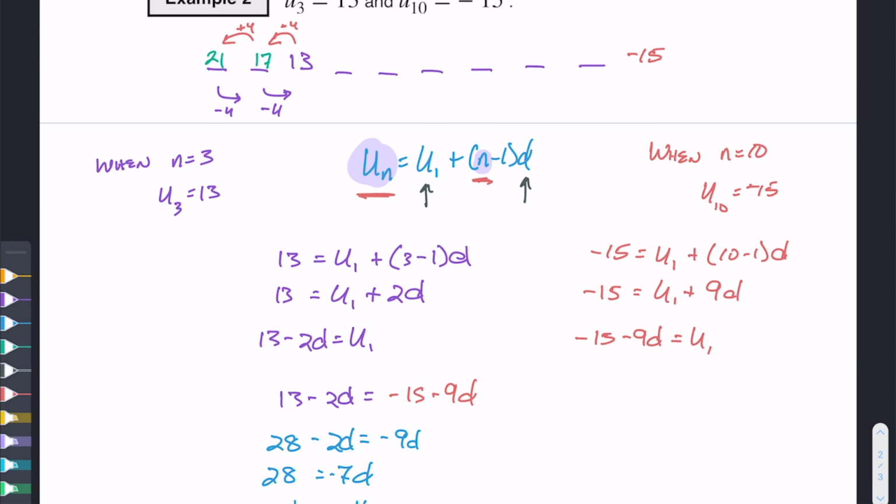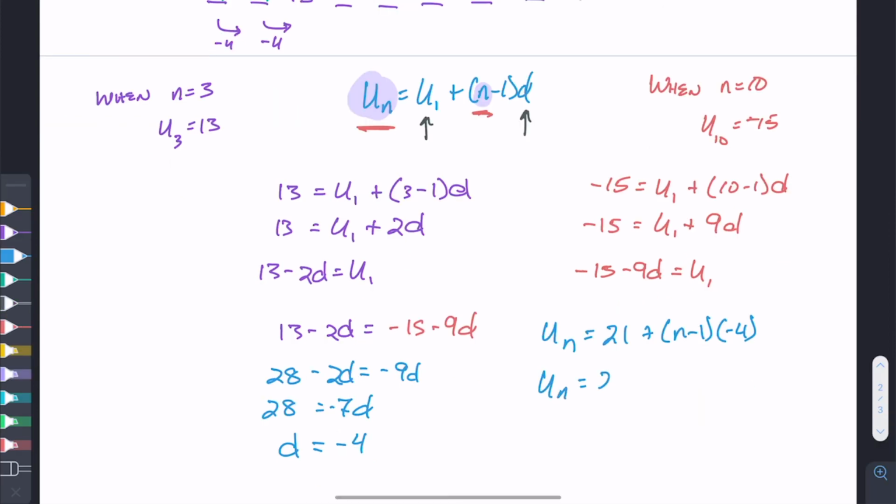So now I've got enough for my general formula, where u of n is going to be equal to 21 plus negative 4 minus 1. Nope, sorry, I did that wrong. It's going to be n minus 1 times negative 4. So my u of n is equal to 21 minus 4n plus 4, or u of n is equal to 25 minus 4n. And there's my general formula for this sequence.